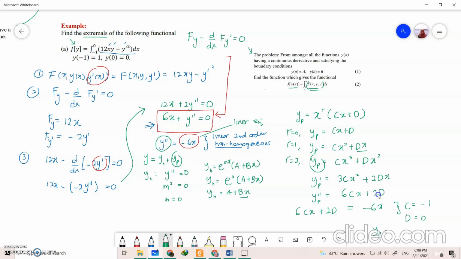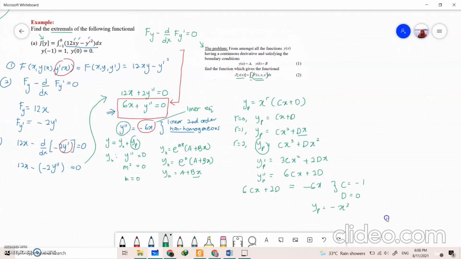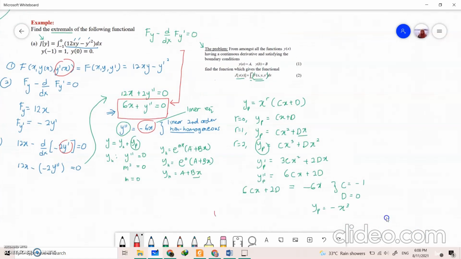So your yp equals negative x cubed. Okay, so from here you can say that your general solution y equals yh plus yp now becomes a plus bx minus x cubed. Okay, remember this is the general solution. We're not finished yet because we have this condition. Remember we can use the condition given in order to obtain the values of the constants a and b here.